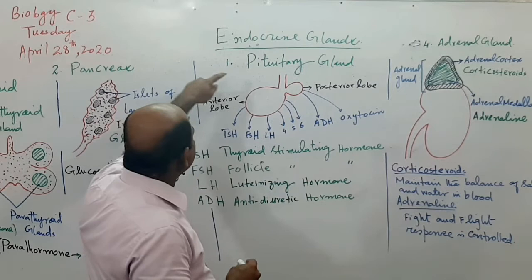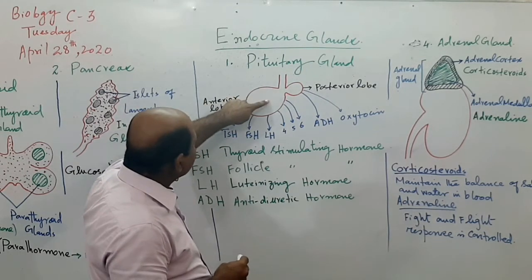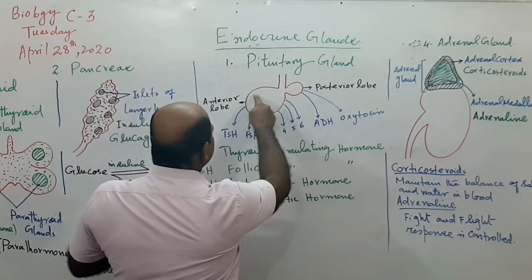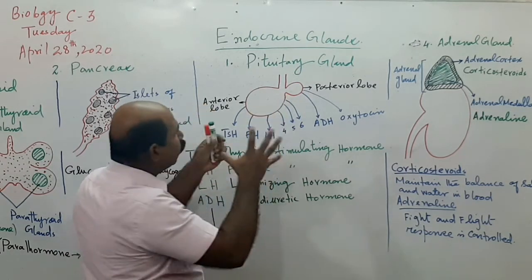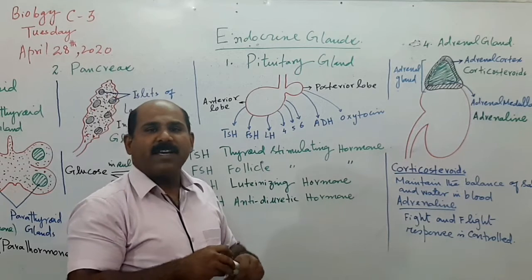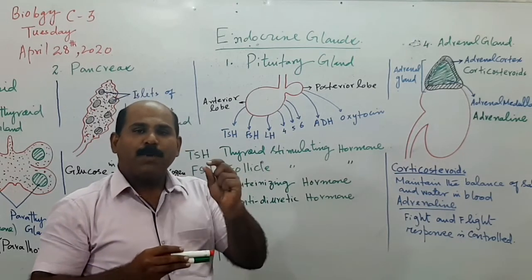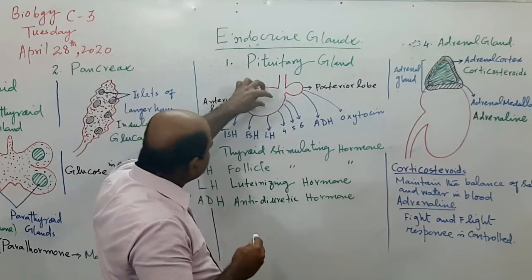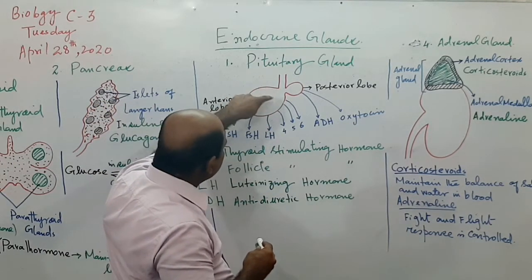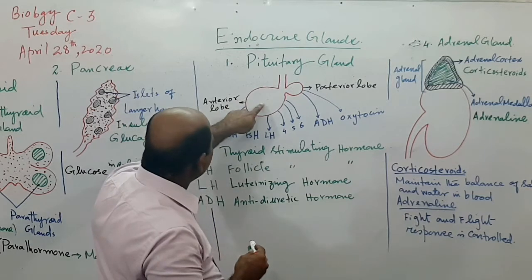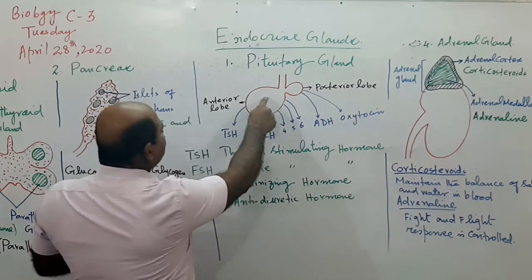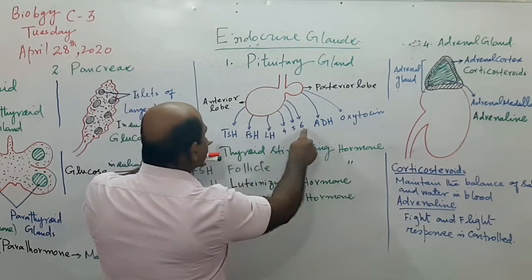So look at this. This is the pituitary gland. This pituitary gland is composed of two lobes. The whole pituitary gland is about the size of a pea, and in that size of a pea it has two lobes. The first lobe is called the anterior lobe and this is called the posterior lobe. The anterior lobe produces 6 different hormones.